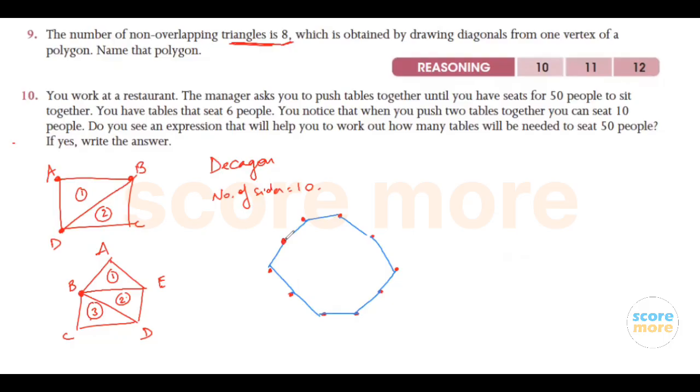So we are picking this one point. So 1 diagonal, 2 diagonal, 3, 4, 5, 6, and in the last 7. Now we can count the number of triangles. It is first triangle, second triangle, third triangle, fourth, fifth, sixth, seventh, and eighth. Isn't it? So in the equation we have given that there are 8 non-overlapping triangles. So we are getting the same.